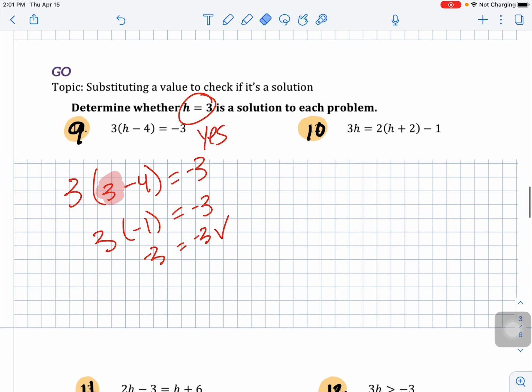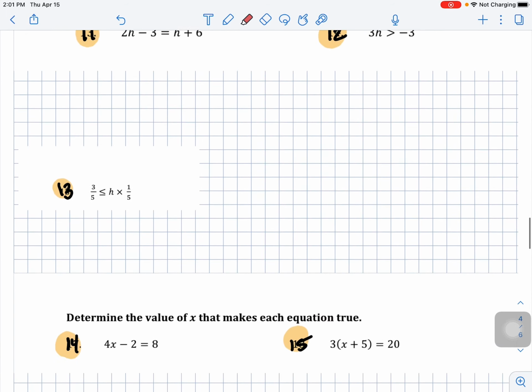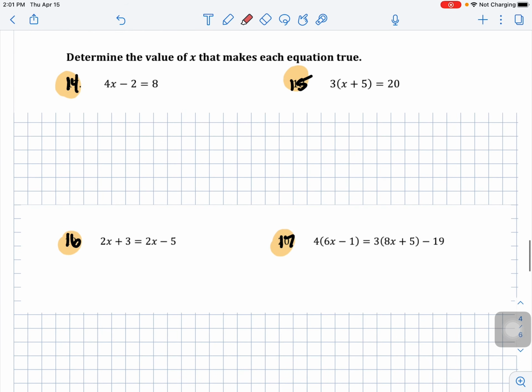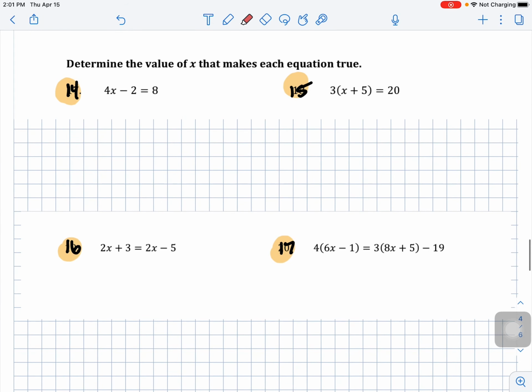Same thing on number 10. Anytime you see an h, you're going to replace it with a 3. 3 times 3, is that equal to 2 times 3 plus 2 minus 1? So 9, 10, 11, 12, and 13. And then the last 4 problems are just solving for x.